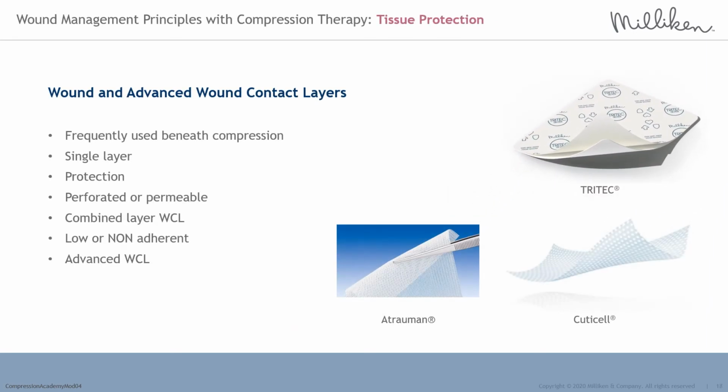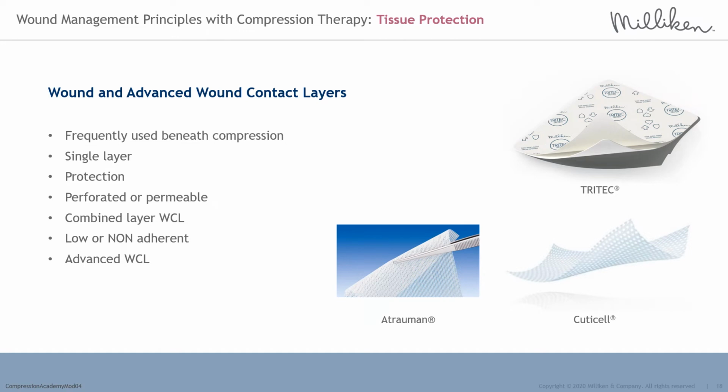Tissue protection, wound and advanced wound contact layers. These are frequently used beneath compression at different stages of the wound healing process, used for protection and also as a carrier for active agents to be delivered to the wound bed. Single layer woven or non-woven materials or silicone wound contact layers.